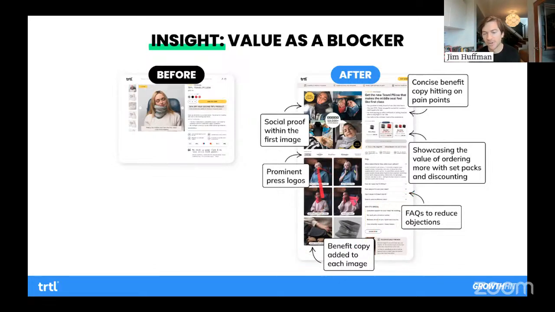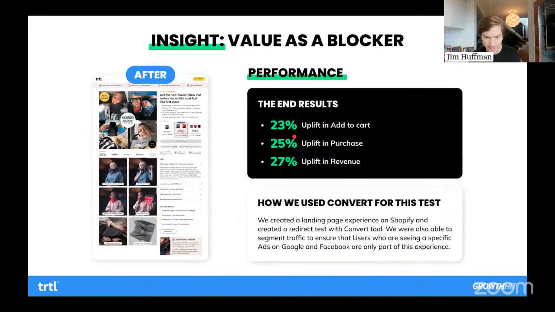And also with these images, we annotated them to highlight some of those key benefits. So again, it's all around value, because if they just say, "Oh, it's another travel pillow," we're losing. We have to call out that point of differentiation. But oh yeah, I'll share the results, for any questions on it.